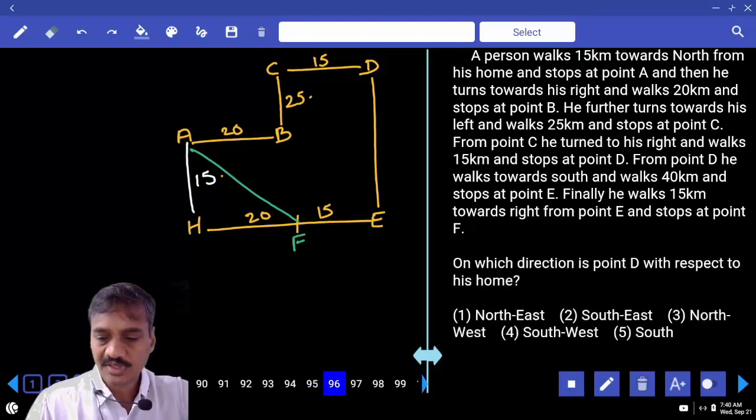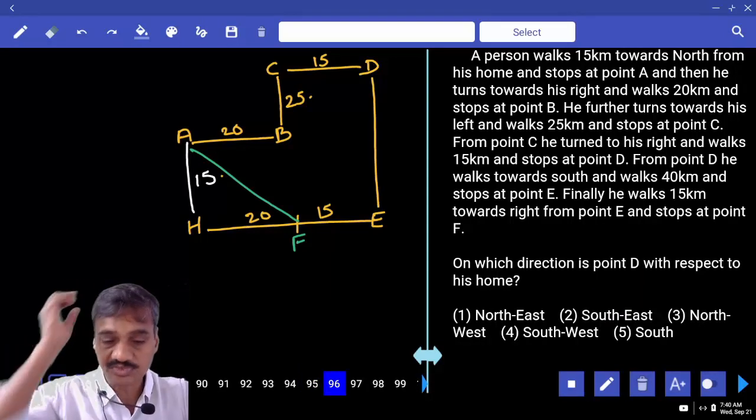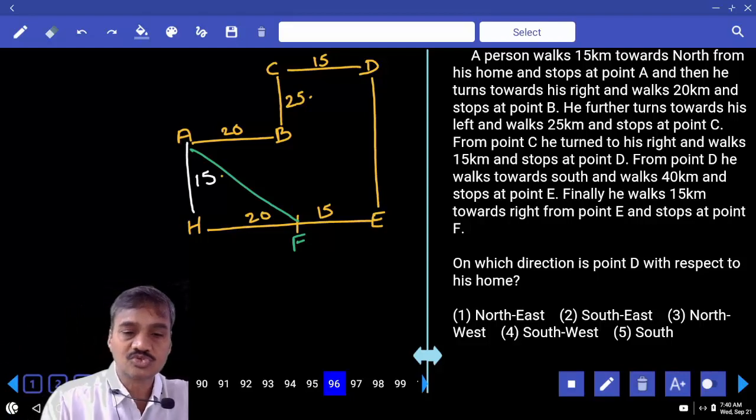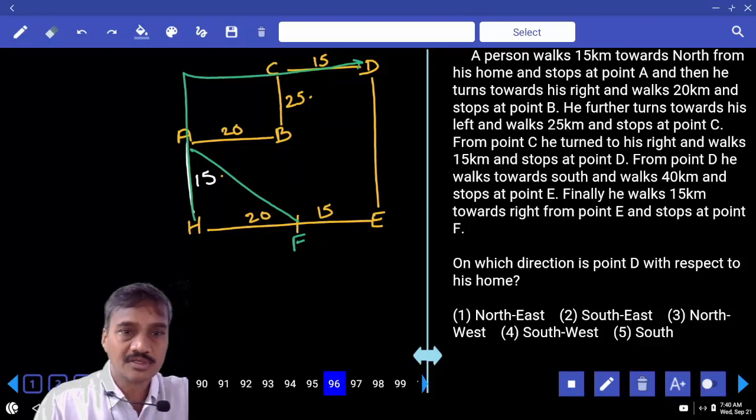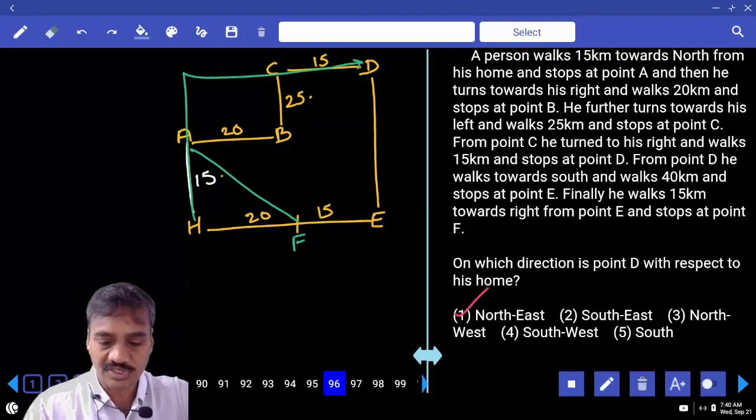Then 96. In which direction is D with respect to his home? In order to reach D from H, I need to move towards north and east, so northeast. Clear? Northeast, choice 1, 96.